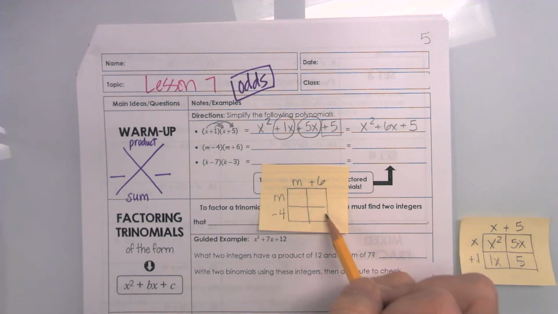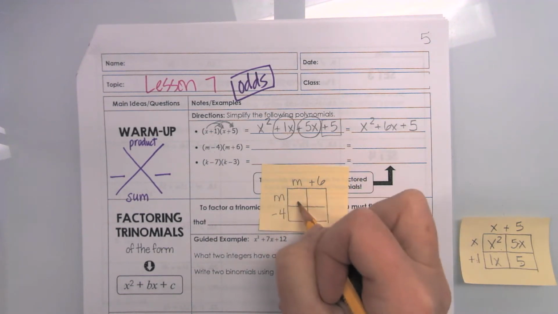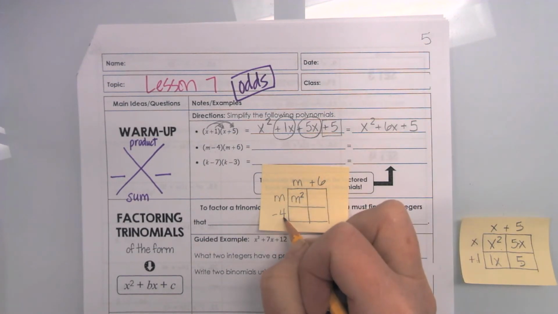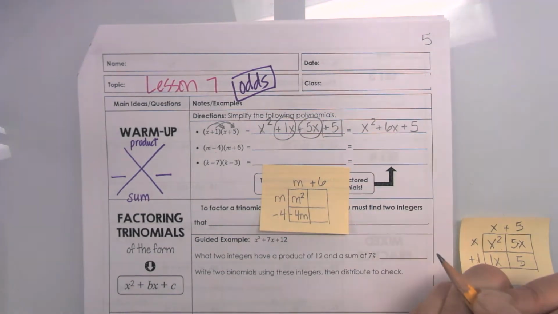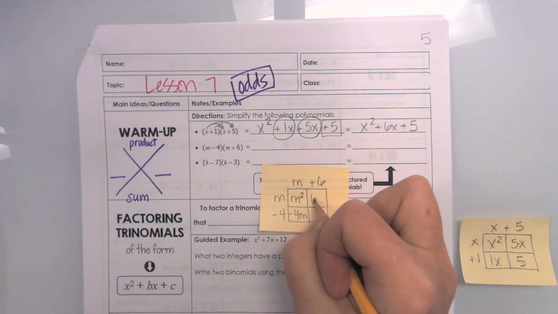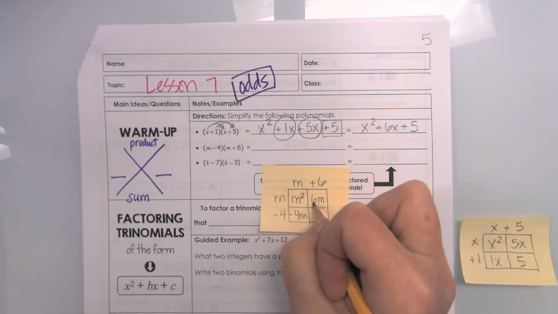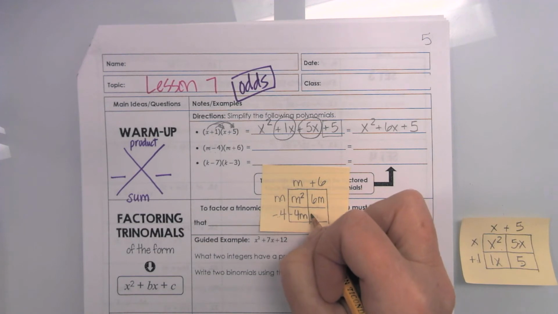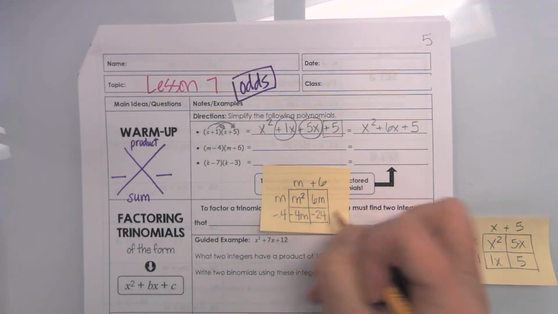I've created my 4 square. I've got an m times m, which is m squared, because I now have 2 of them. I have a negative 4 times an m, so that's simplified. M times 6 is a 6m. Remember, we always put the coefficient first. And then I have a negative 4 times a positive 6, which is going to be a negative 24.